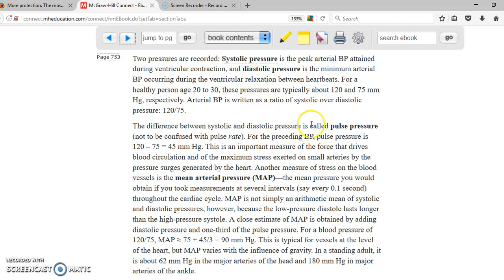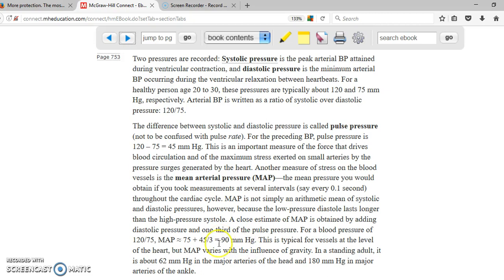So then the pulse pressure, as you can see here, is 120 minus 75 or 80, which is going to give you 40 or 45 millimeters of mercury, right? Mean arterial pressure can be calculated like that, so it's going to be 75 plus 45 divided by 3. They just use 1/3 of the pulse pressure, as you can see here, in order to get that. And on average, that's going to be 90.